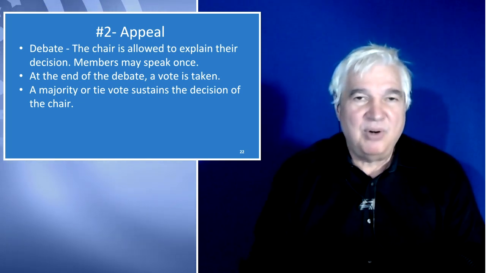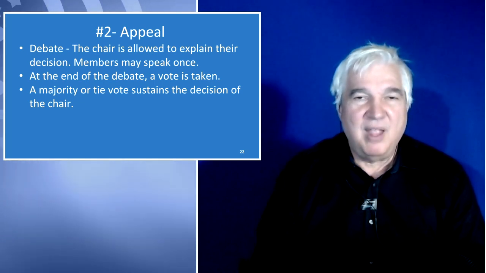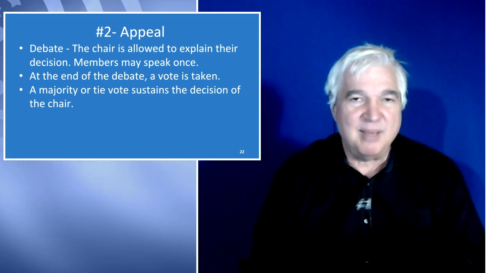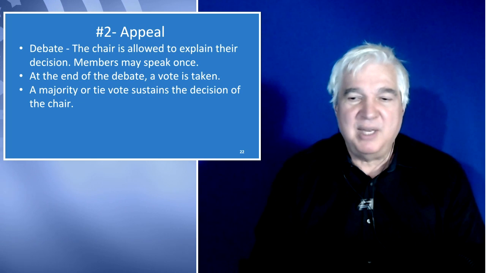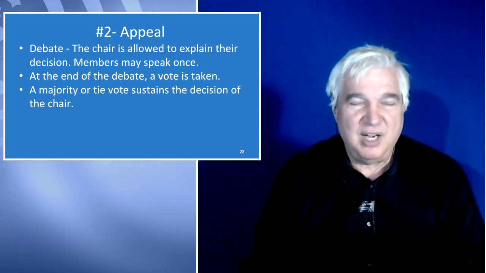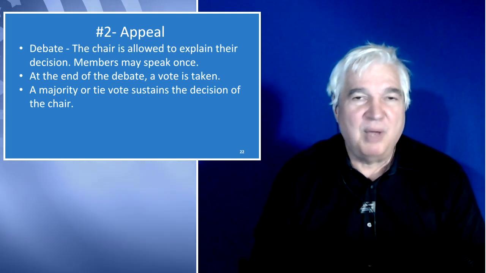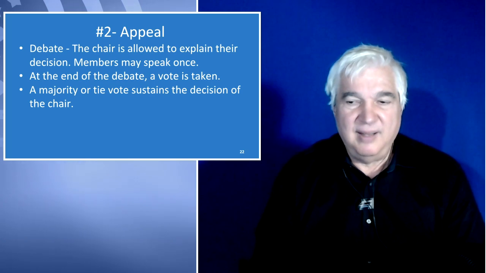After that, every member has one opportunity to speak either for or against the ruling of the chair. So the people in the assembly can listen to both sides of the argument, and once everyone has said their piece, the chair has one final opportunity to respond to something that's been said, but then the chair takes a vote.